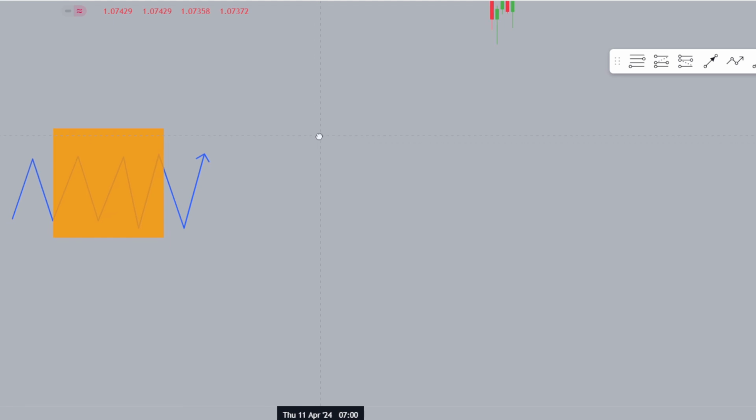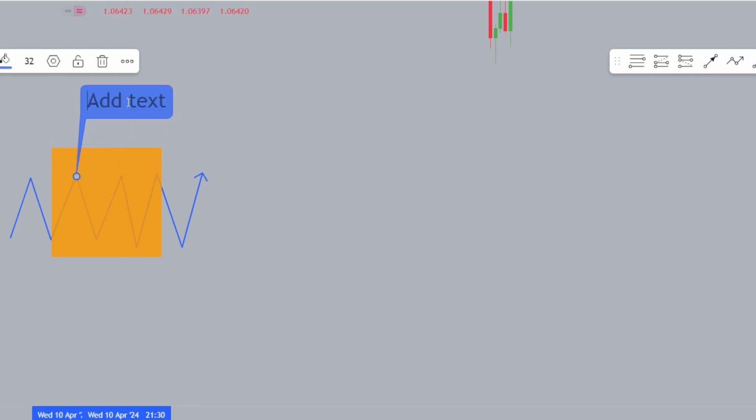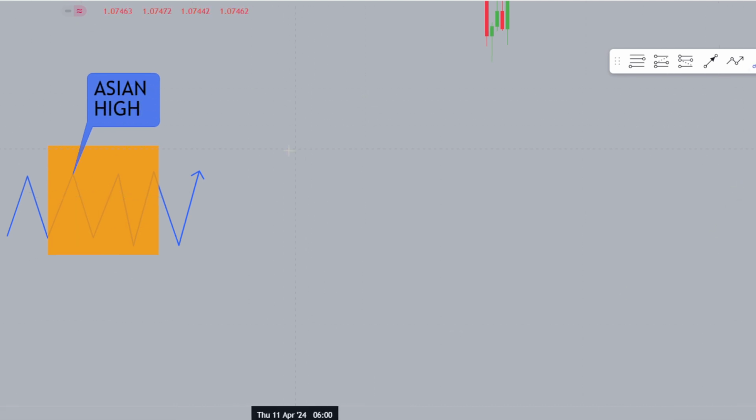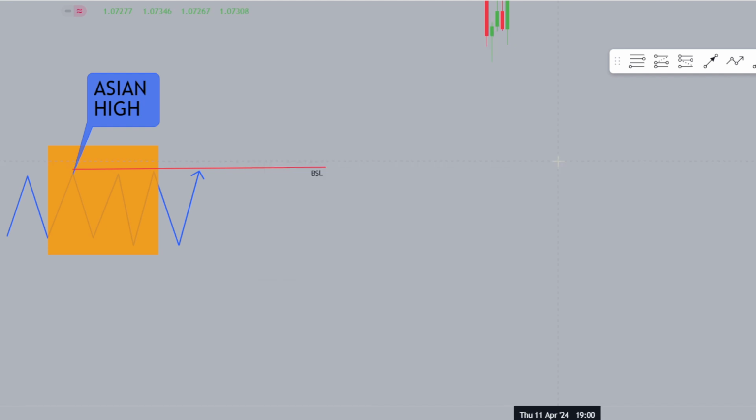Now from here, the secret of this trade is to sell after you've had a sweep of the Asian high, right? So we know that the Asian high is up here, right? This is the Asian high of the markets, right? The Asian high, which represents buy side liquidity, right? So the Asian high over here represents buy side liquidity, or BSL for short. So you want to make sure that you're selling after you've had a sweep of the Asian high, right?